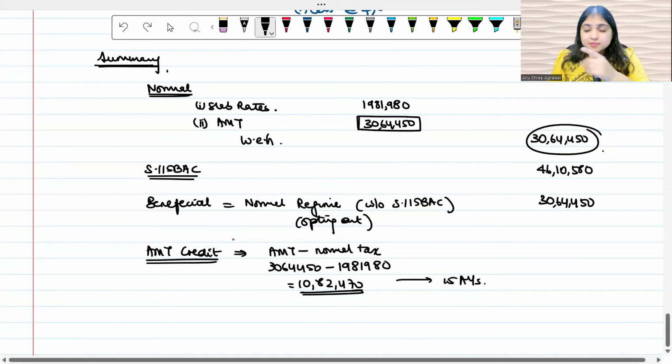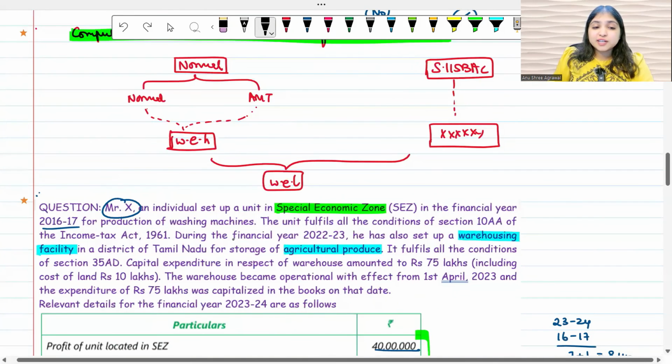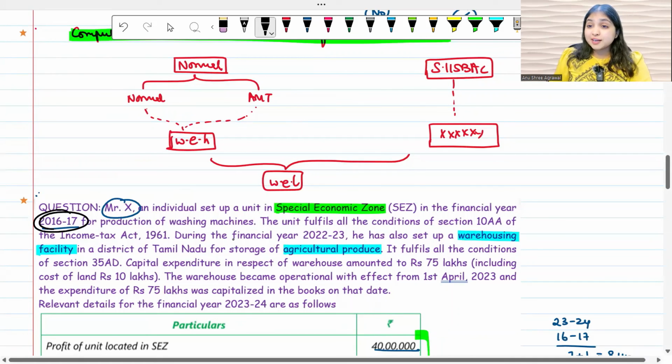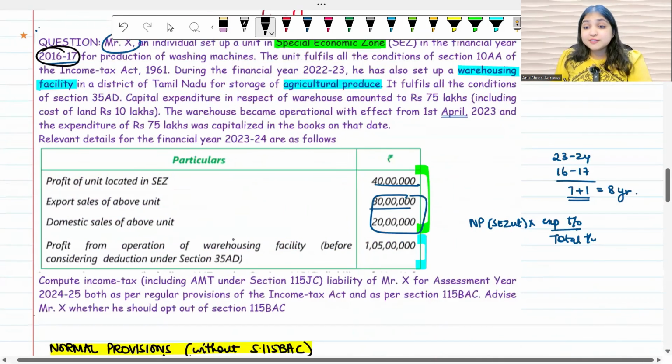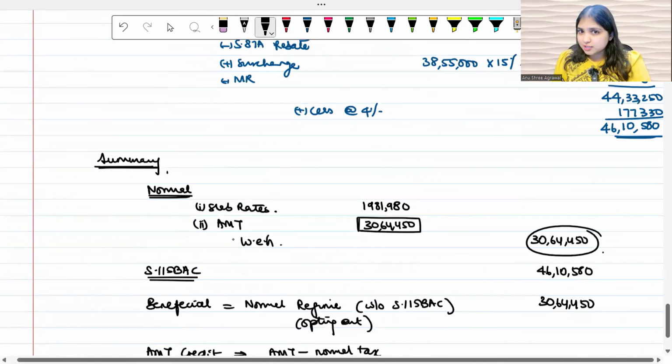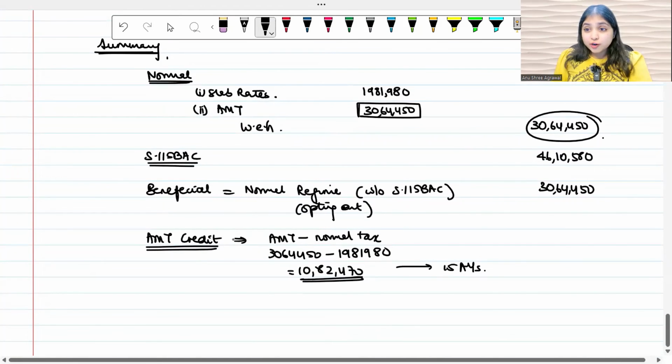There is one small change between my question and the ICS study material question. That's why the answer will not match. In the ICS study material, the year of setting up is different. I think it is 1920, which means we are in the first 5 years. So they would have given 100% deduction. But in my question over here, it is 1617, and accordingly we have worked out the answer. The crux of it remains the same, but you sort of understood, right?